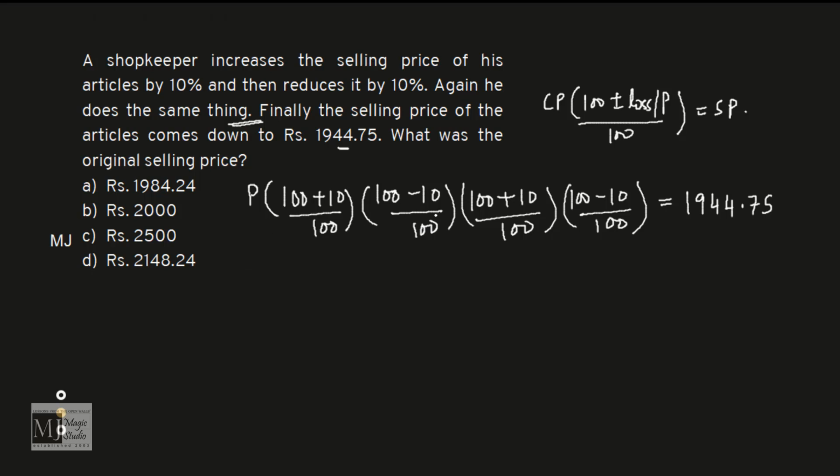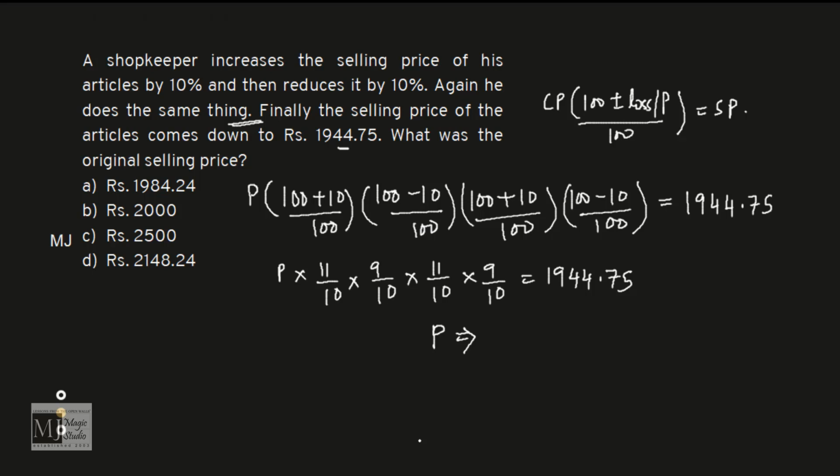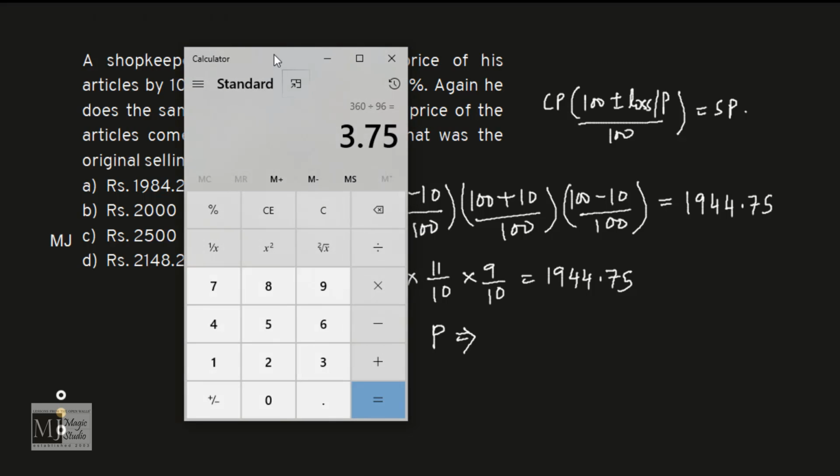I'm using the basic formula: CP into (100 plus or minus loss or profit) by 100 equals the selling price. And now we have four continuous changes, which give us this selling price. So P into 11 by 10 into 9 by 10 into 11 by 10 into 9 by 10 will give us 1944.75, and the rest of the work, leave it to the on-screen calculator. As simple as that. No need to calculate. But you also need to know how to use it, isn't it? One first needs the information. Then only will we be able to use it.